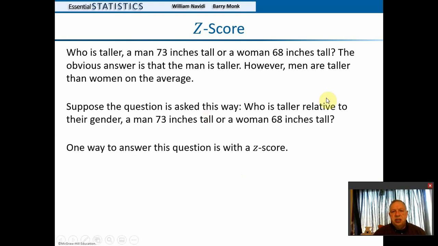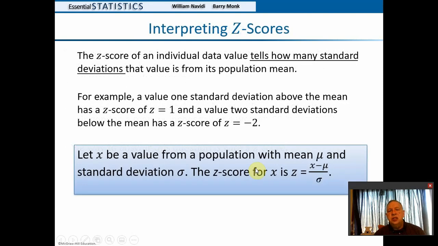So suppose the question is asked this way: who is taller relative to their gender, a man 73 inches tall or a woman 68 inches tall? One way to answer this question is with a z-score. So the z-score of an individual data value tells how many standard deviations that value is from its population mean.